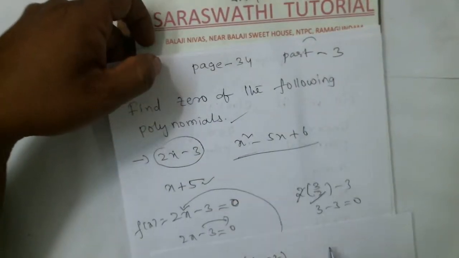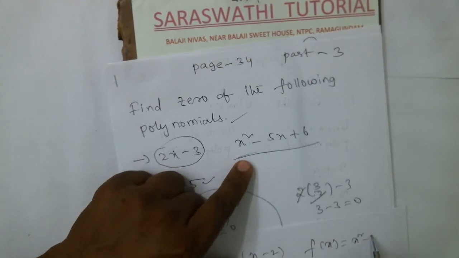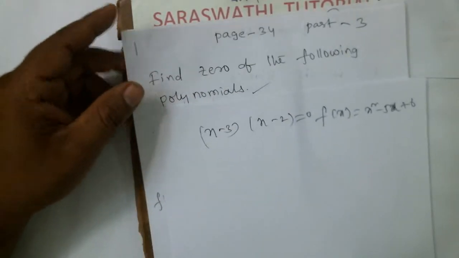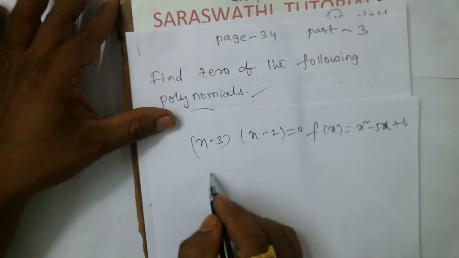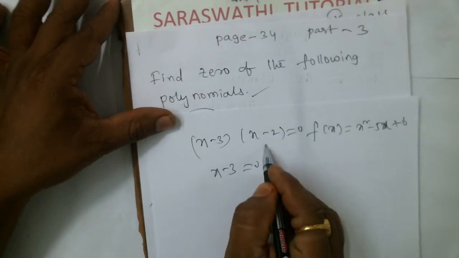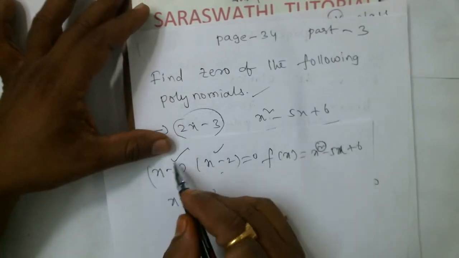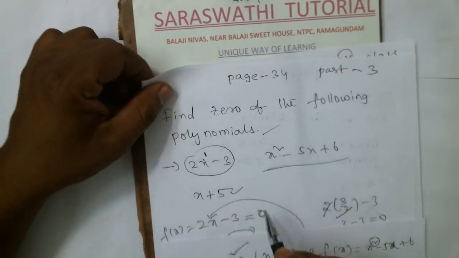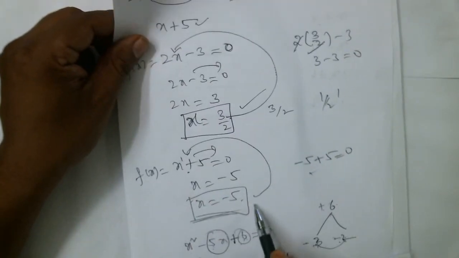The given polynomial is f of x equal to x square minus 5x plus 6, equal to 0. If you want to find the zeros of a polynomial, we have to take x minus 3 equal to 0. Here we got 2 terms because the power is 2. If the power is 2, we will get 2 zeros. In the above equation the power is 1, so we got only 1 zero. Here also the power is 1, we got 1 zero.